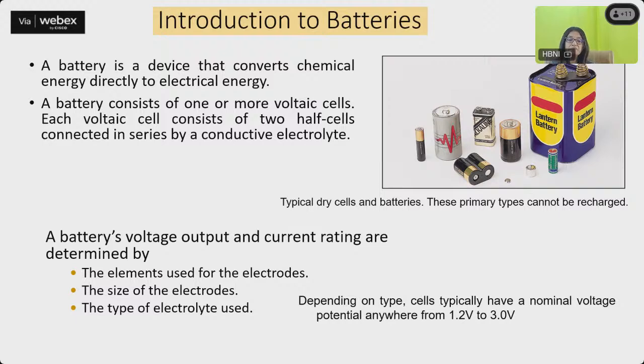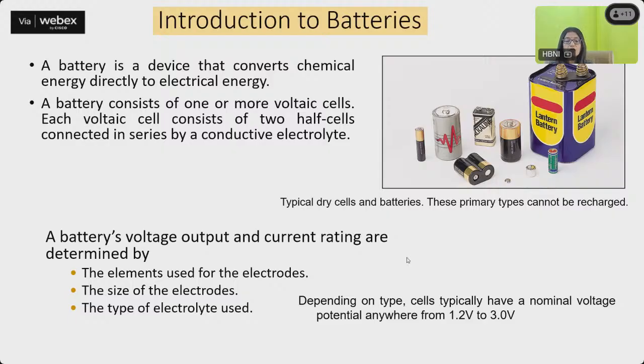So what is a battery? A battery is a device that converts chemical energy directly to electrical energy. That is the very plain definition of a battery. You have some chemical thing stored in that battery, which has been made with electrodes and electrolyte, and then you use the battery to discharge the entire energy stored in the form of chemical energy, and when you discharge it, it is converted into electrical energy. A battery consists of one or more voltaic cells, and each voltaic cell consists of two half cells which are connected in series via a conducting electrolyte.